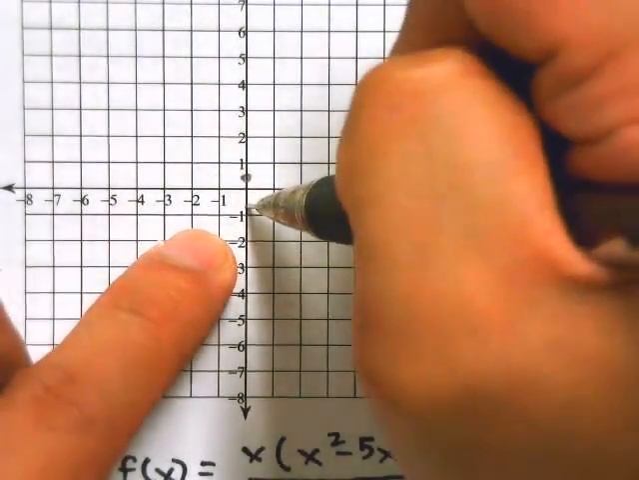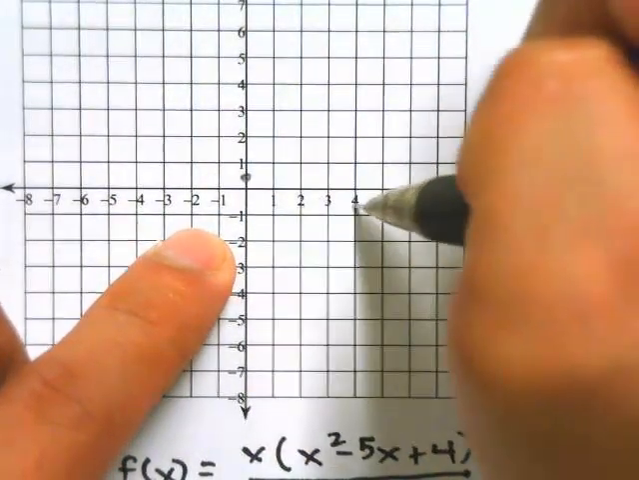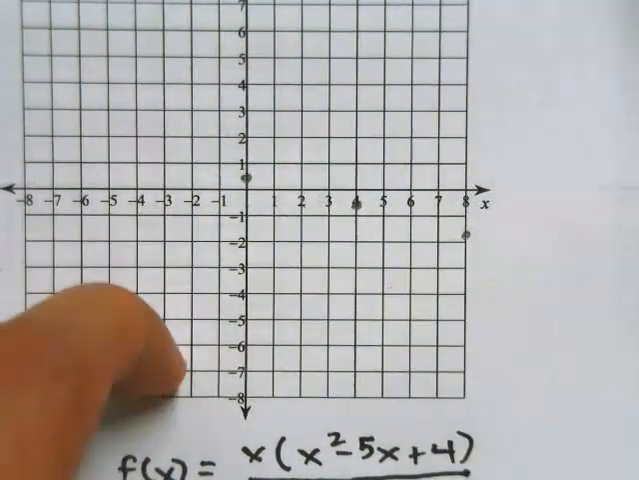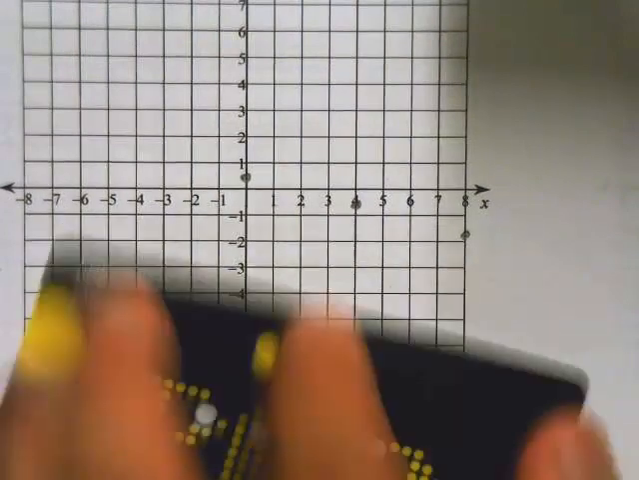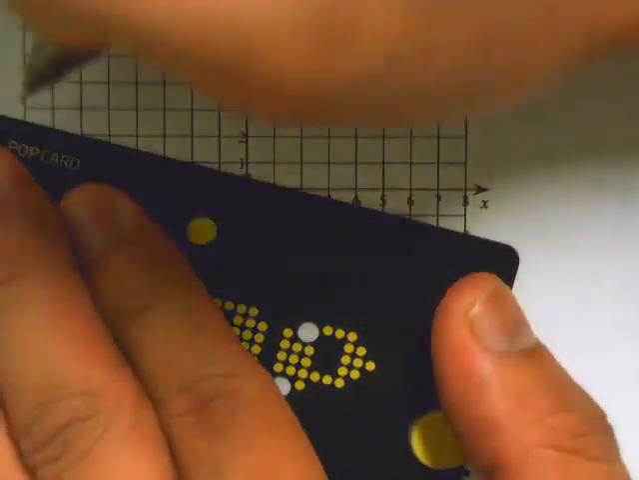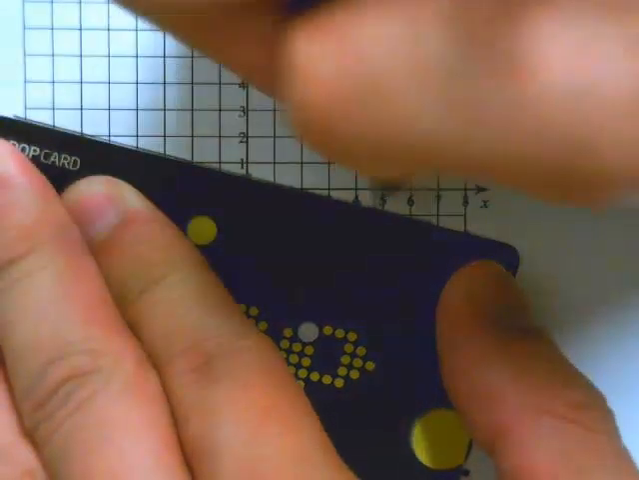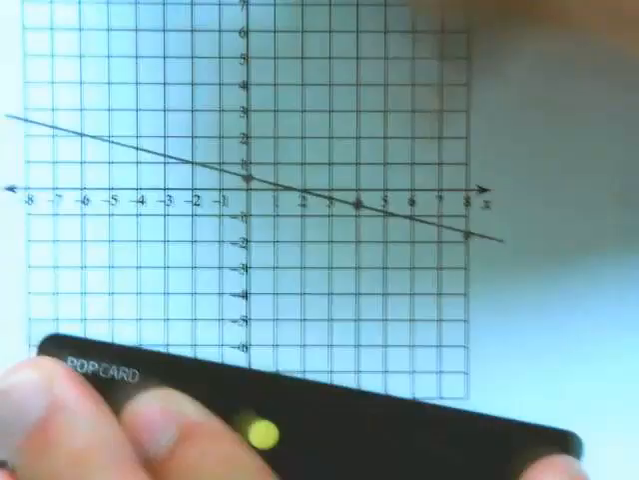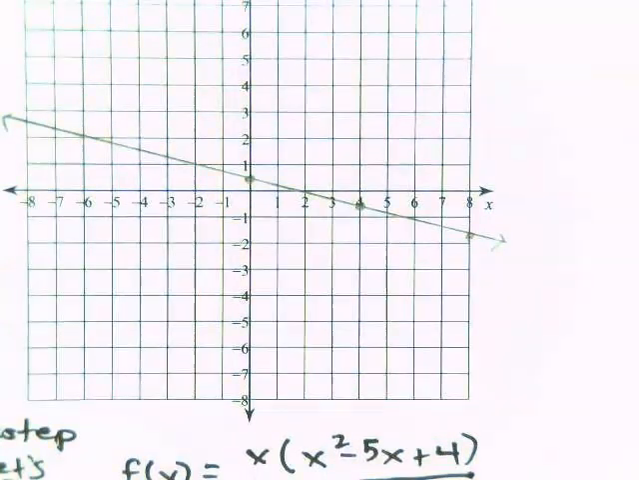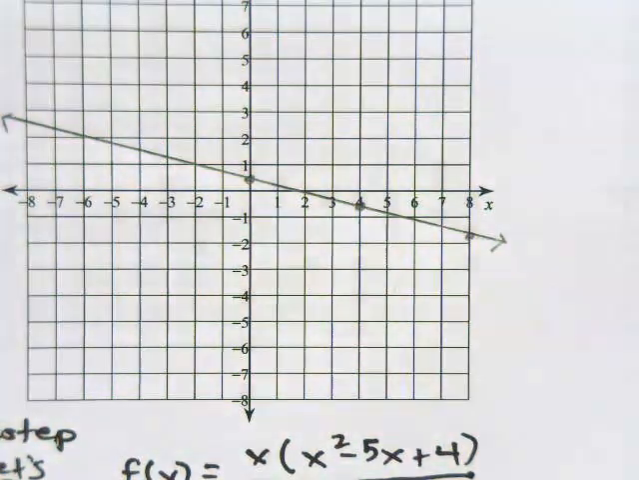So 1 down, 1, 2, 3, 4. We're almost done, but I'm still going to go over the steps for your vertical and horizontal asymptotes, so that you can see what happens if you have a line. And then there are other cases where, if it's not a line, we really have to do the vertical and horizontal asymptotes. We're still going to do it right now.